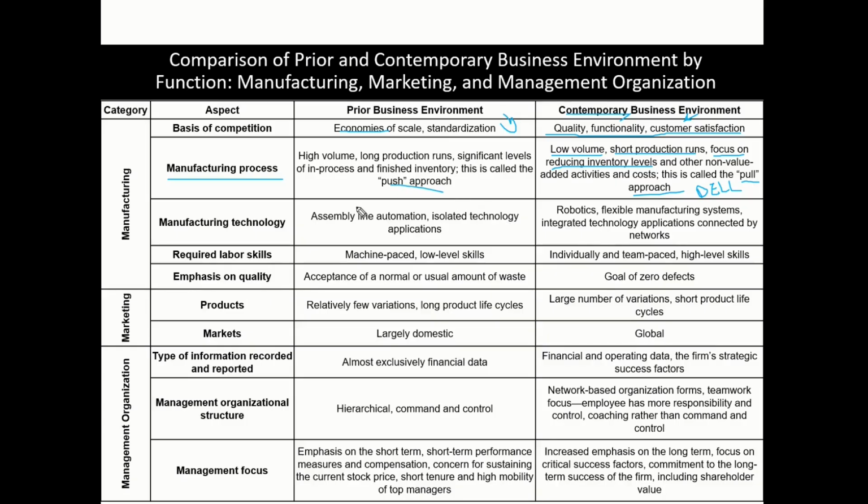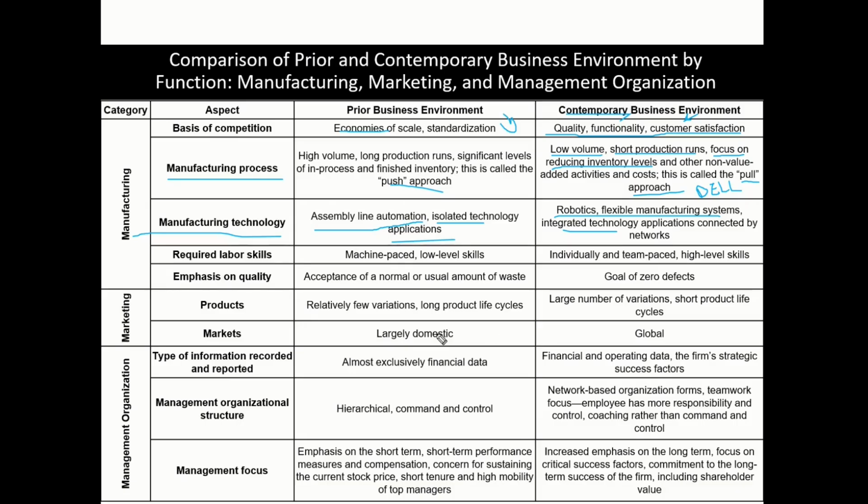Before, it was push. First, you would produce the product, put it on the shelves, and hopefully you can sell it. The technology in the manufacturing used to be assembly line automation, isolated technology application. Maybe they don't communicate with each other. Now it's robotic, flexible, integrated. Basically, if you need the raw material, the system automatically ordered the raw material from your supplier. You are connected by a network. So the manufacturing is more competitive.